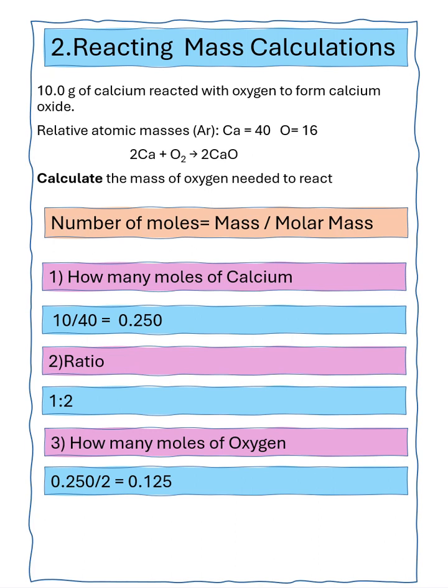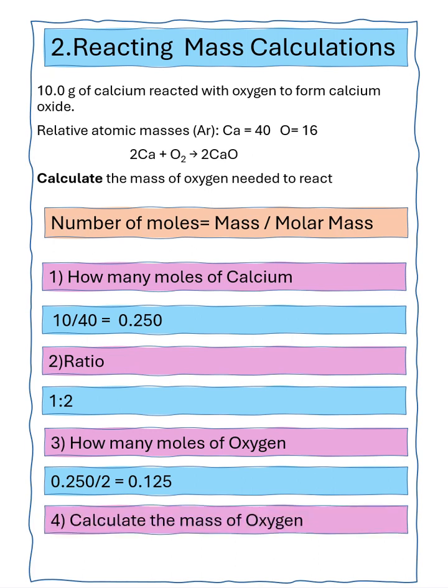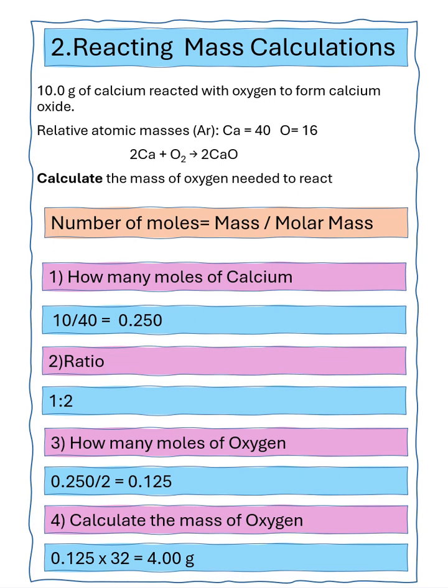Again, we can use this equation to then calculate the mass of oxygen. So we've got 0.125 moles. The relative formula mass of oxygen, O2, is 16 times 2, so 32. So 32 times 0.125 equals 4 grams of oxygen.